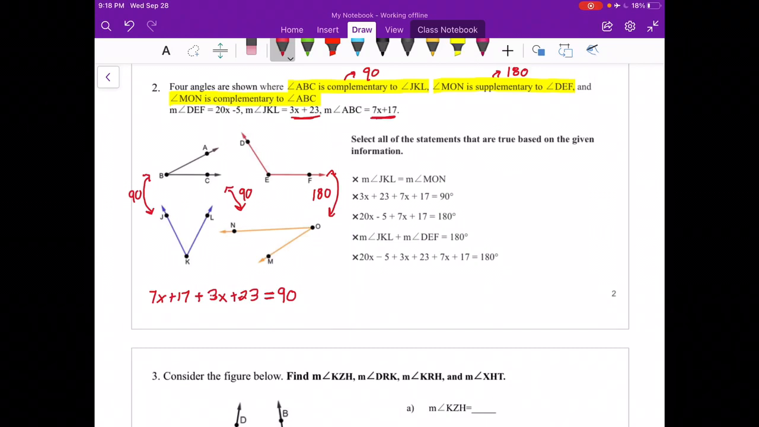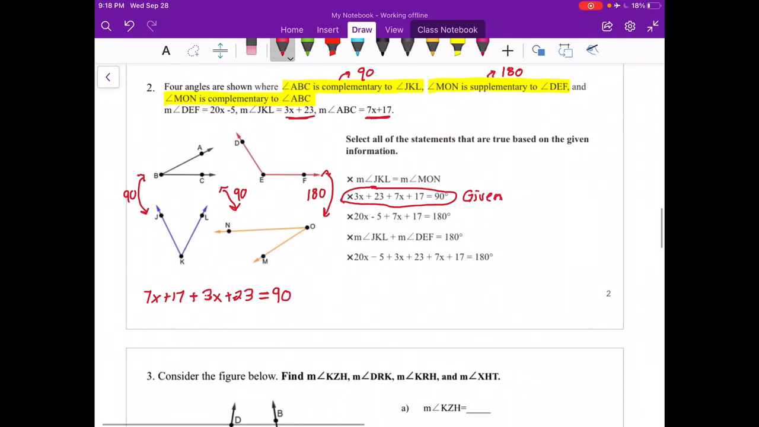If we go through our answer choices carefully, you'll actually notice that there's one option that matches this equation closely. So the second statement that we see is a true statement because of the fact that this is given. Again, since they give us the information that ABC is complementary to JKL, we know that this equation has to be true as well.